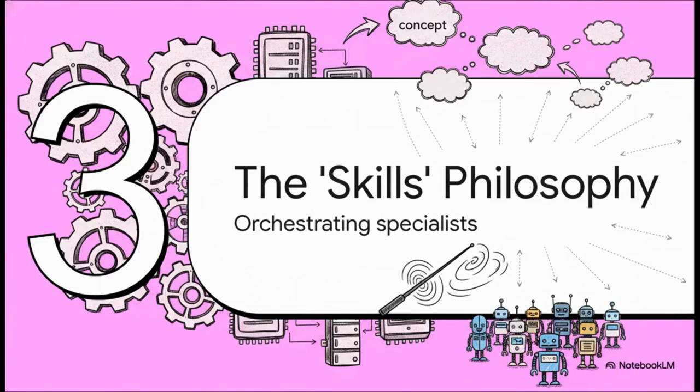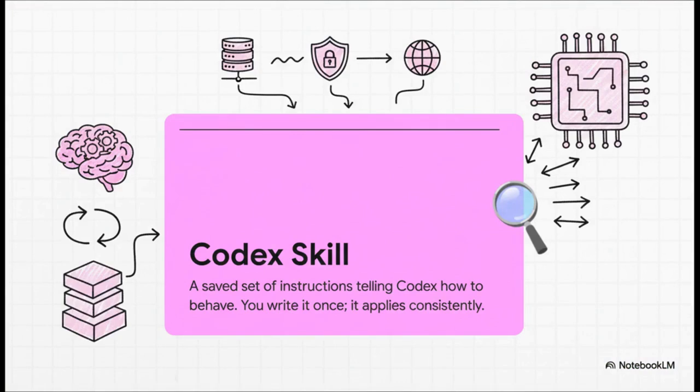Before defining the skills themselves, it's critical to understand the philosophy behind them. This is the most important concept in this entire module. It represents a fundamental shift from repeating instructions to orchestrating specialists. So, what is a Codex skill? It's a saved, reusable set of instructions.